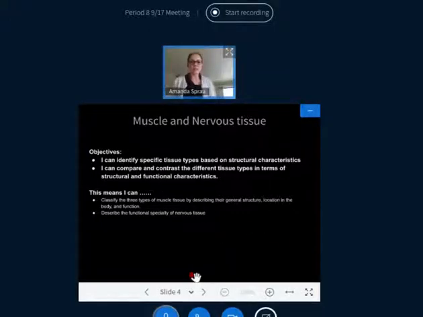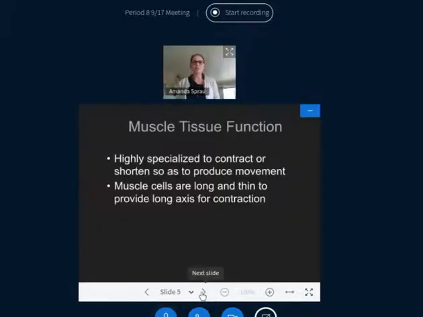So, like I said, you should be able to identify the type of muscle by the different characteristics and know the general location of these muscles, and then be able to describe nervous tissue as well as identify it. What that means is, when we look at muscle tissue, the overall function is that they are highly specialized cells that contract or shorten to produce movement.